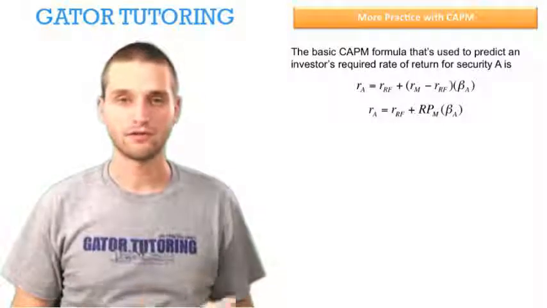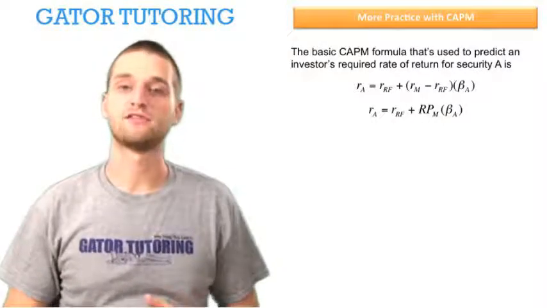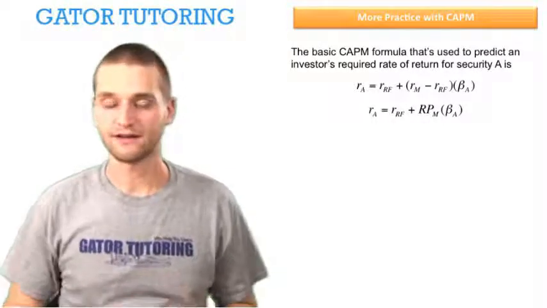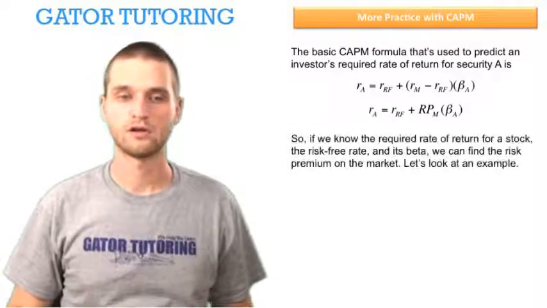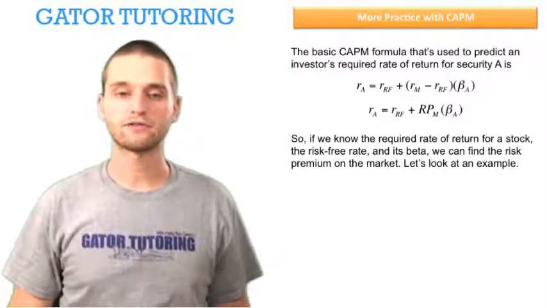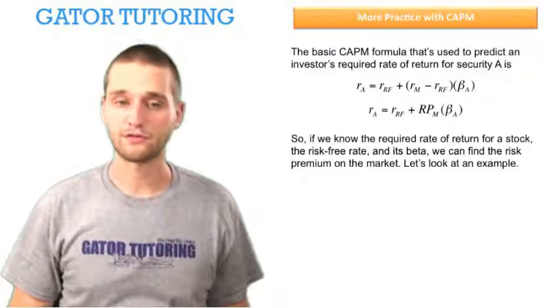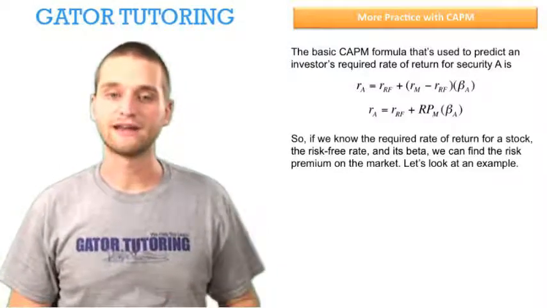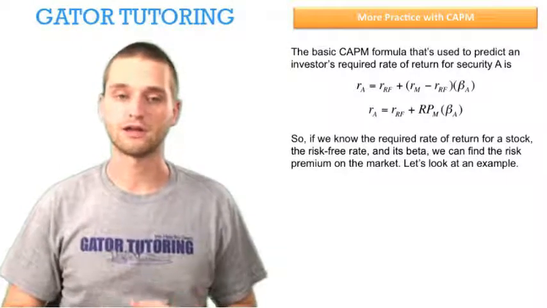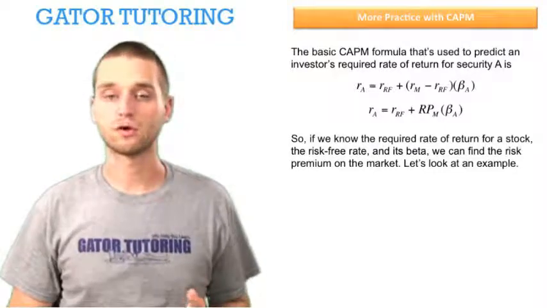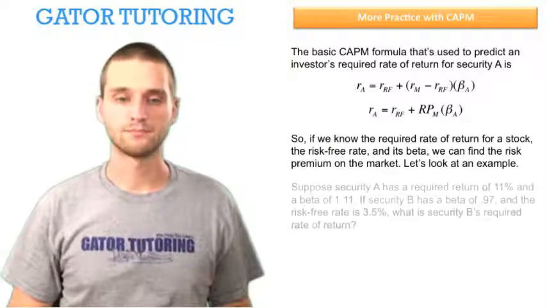So the risk premium of the market is the same thing as the overall return on the market minus that risk-free rate. So if we know the required rate of return for a stock, the risk-free rate, and its beta, we can actually find the risk premium on the market just by rearranging this equation. Let's look at an example.